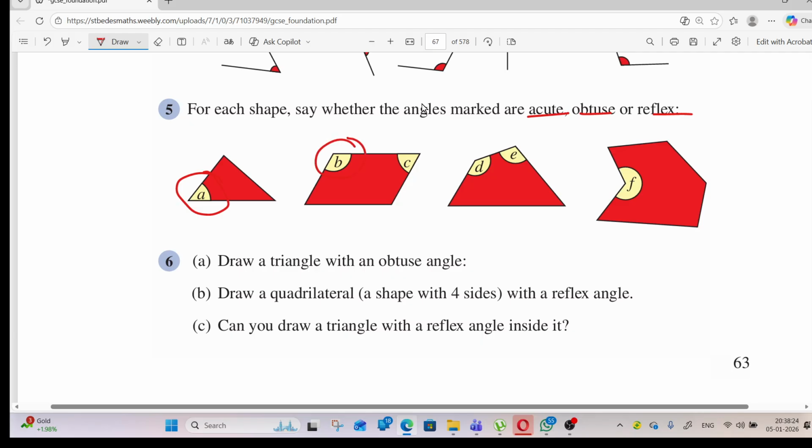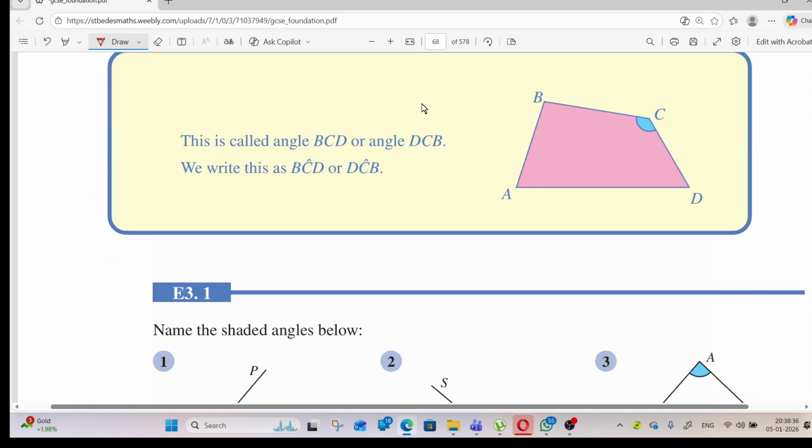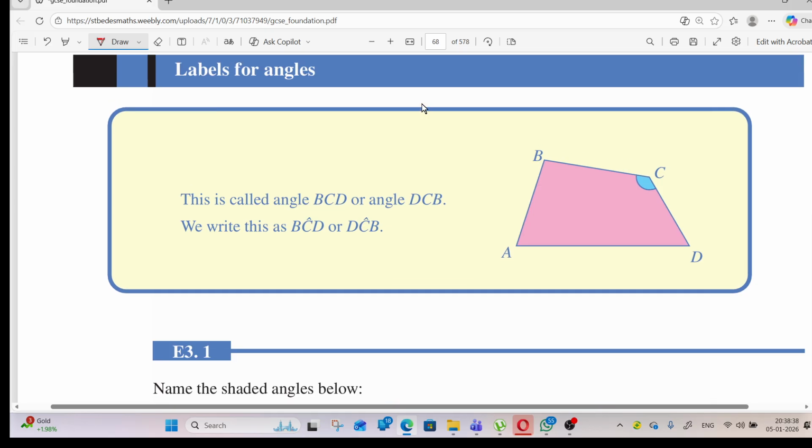And B. Obtuse. Very good. F. Reflex. That's great. Okay, let's see how we label an angle or name it.